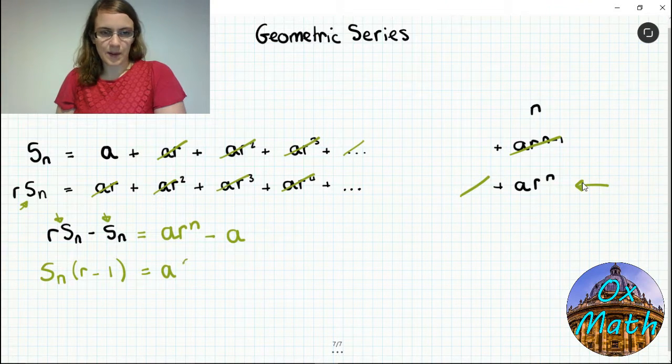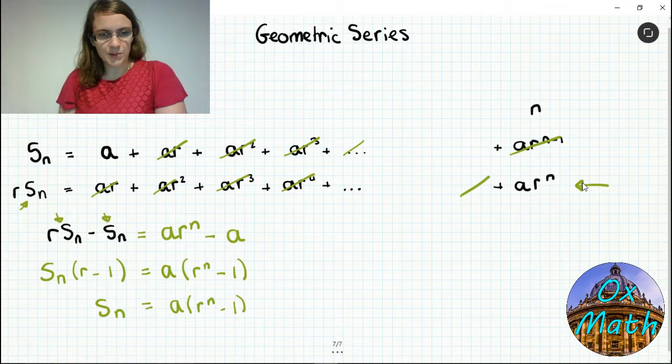I can factorise out my A, and that would leave me with Rn lots of A minus 1 lot of A. Now I want to know what my sum is, so I want that on its own, so I just divide by the brackets on the left hand side, and that leaves me with A times R to the power n minus 1 over R minus 1.